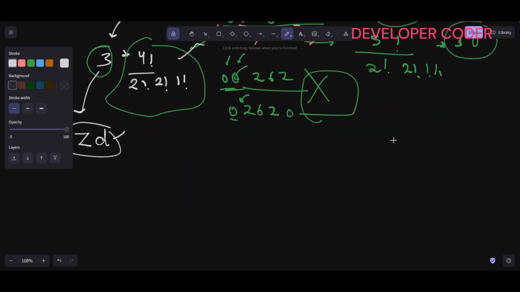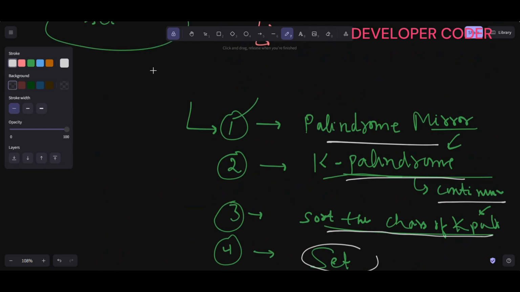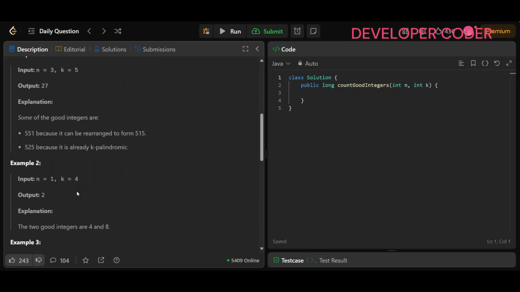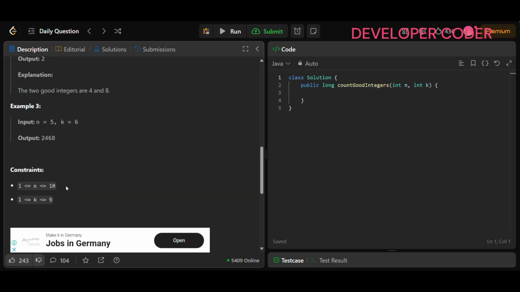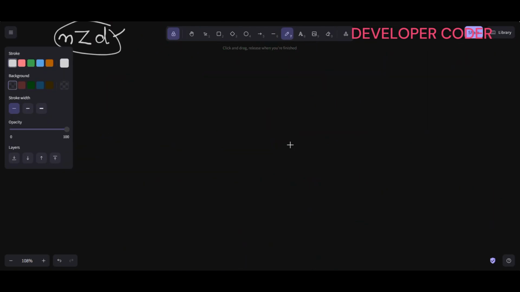Okay, and now how we calculate the palindromes, last step. How we calculate the factorial of a number. So factorial until we have n value given, right? N is until 10 only. 1 to 10. So I will just pre-calculate the values.